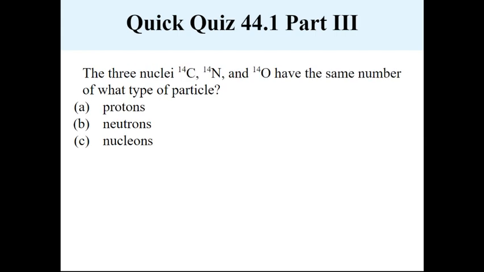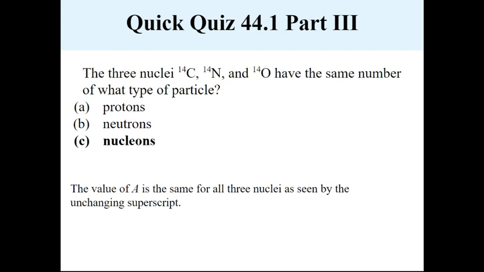This is looking at nuclei where the mass number is the same, so they all have a different charge number, a different atomic number. So they also have a different number of neutrons, so it all adds up to 14 for each. They just have a total number of nucleons in common because the mass number is the same.